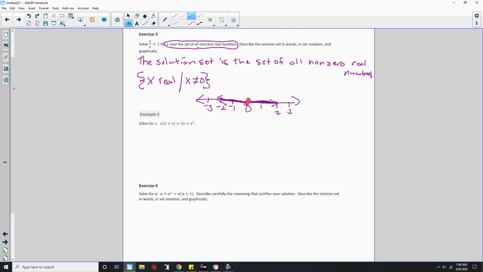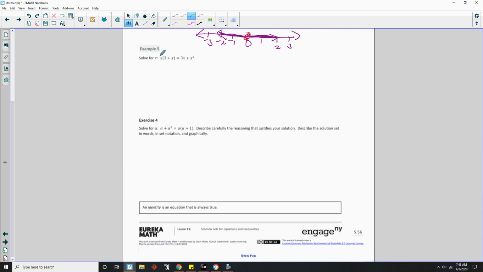Okay, example 5. Solve for x: x times the quantity 3 plus x equals 3x plus x squared. Okay, so we want to solve this. The first thing we want to do: there is an x outside here, which means this is this times this, and this has x's over here. So there's a couple different ways we could do this. I could distribute and get 3x plus x squared, okay?